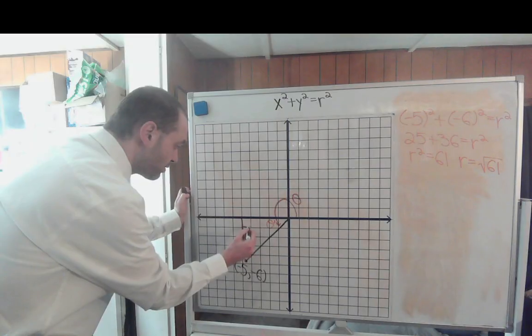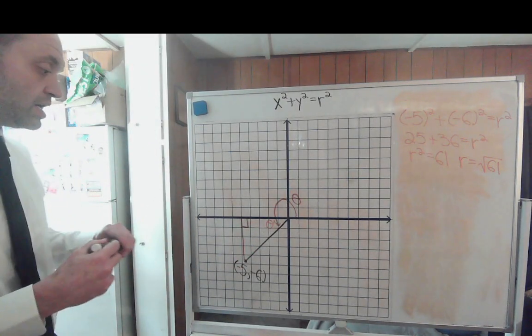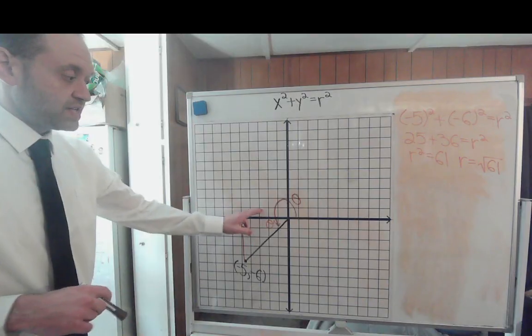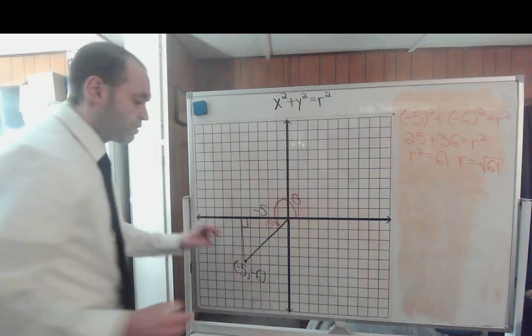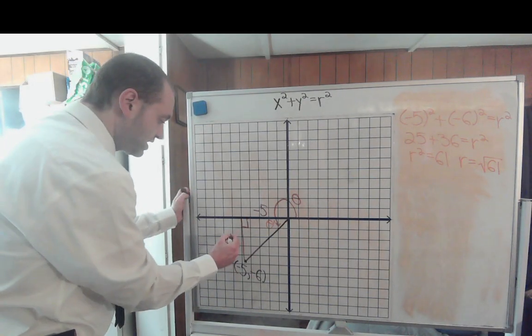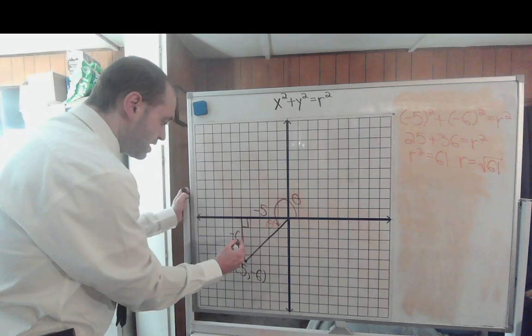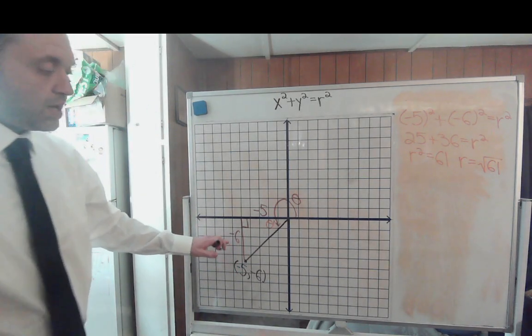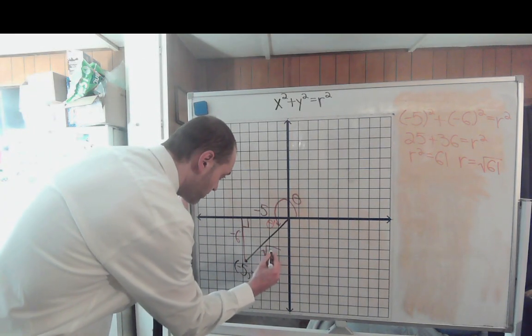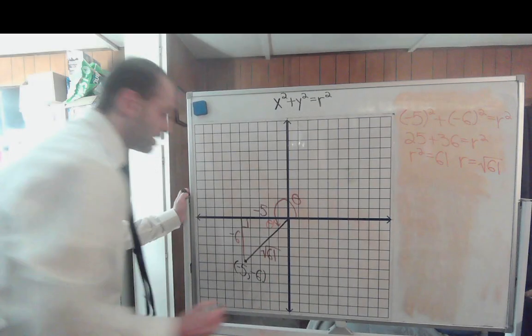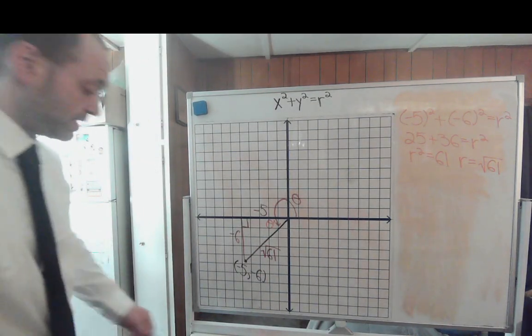Alright, so there's our right triangle. Our x value is negative 5, so the length of x is negative 5. Our y value is negative 6, so there's our y side, and then our radius is the positive square root of 61. Not a very nice one, but it's what it is.